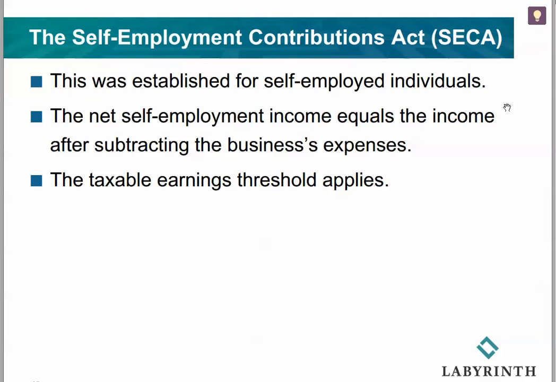This last video deals with the Self-Employment Contributions Act. Self-employment tax is nothing more than the employer's portion and the employee's portion. So if you're self-employed, you pay your employer's portion of Social Security and Medicare and the employee's portion, because you're an employee of your own company. So basically you're paying double Social Security and Medicare.